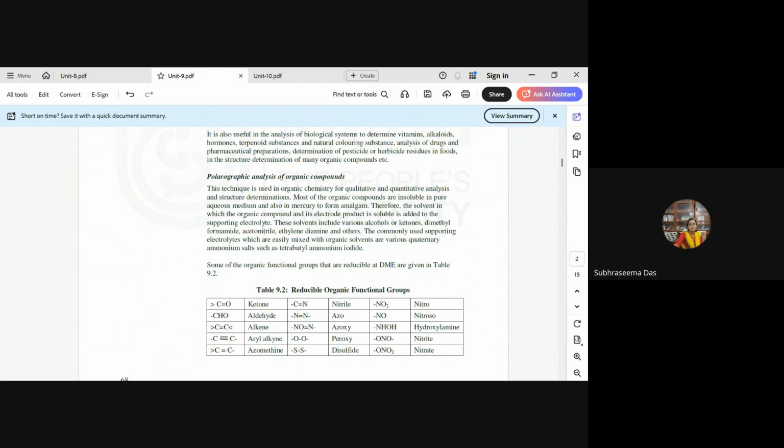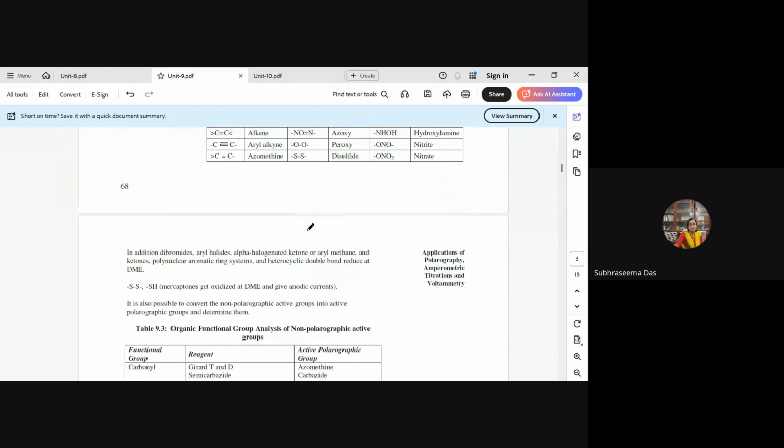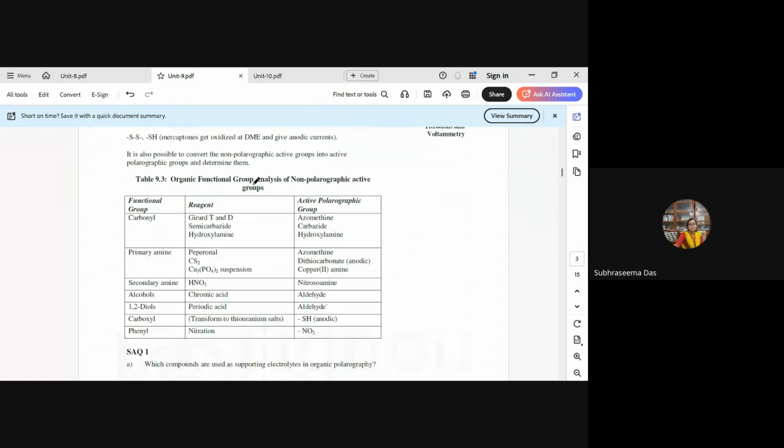So these are some of the reducible organic functional groups. In addition, dibromides, aryl halides, alpha-halogenated ketones or aryl methanes, and heterocyclic double bonds can also be reduced at the DME. So it is also possible to convert the non-polarographic active groups into active polarographic groups and determine them.